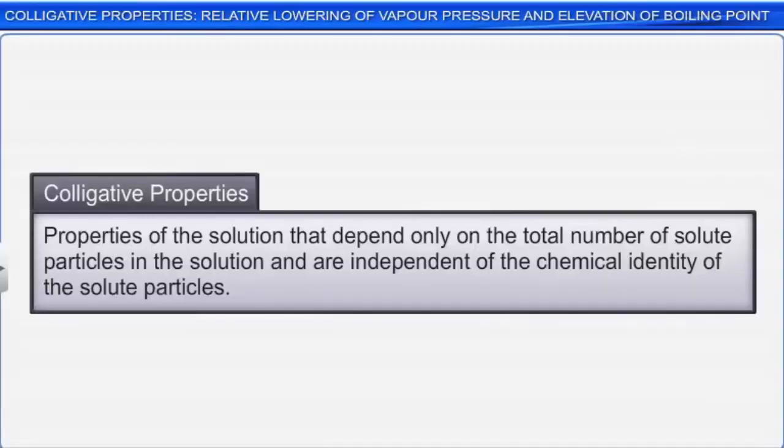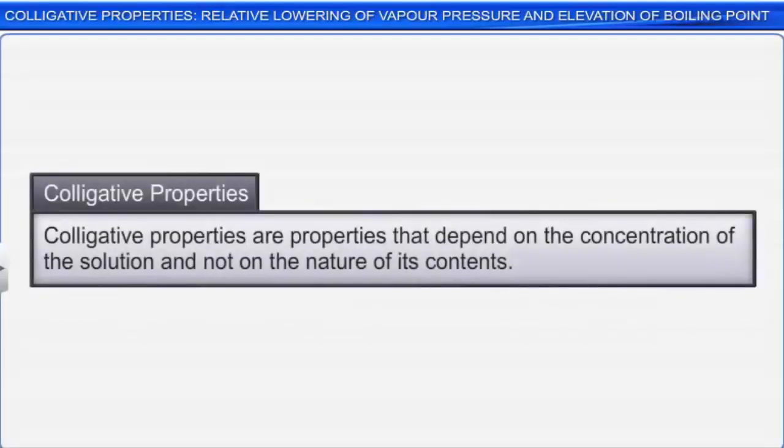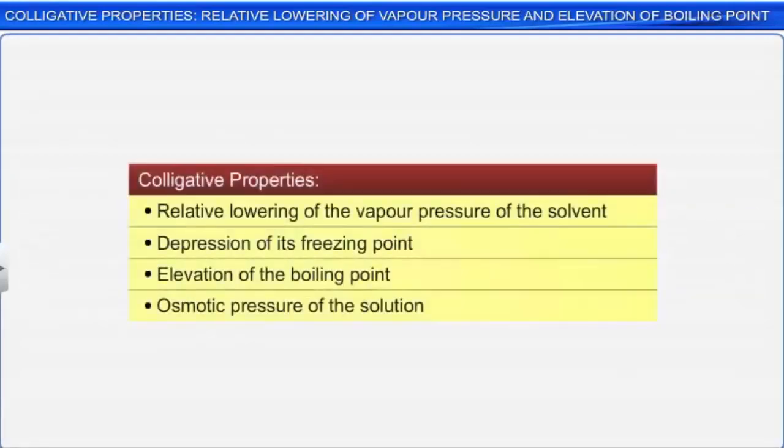Colligative properties are defined as properties of the solution that depend only on the total number of solute particles in the solution and are independent of the chemical identity of the solute particles. In other words, colligative properties are properties that depend on the concentration of the solution and not on the nature of its contents. Solutions containing non-volatile solutes exhibit the following colligative properties.